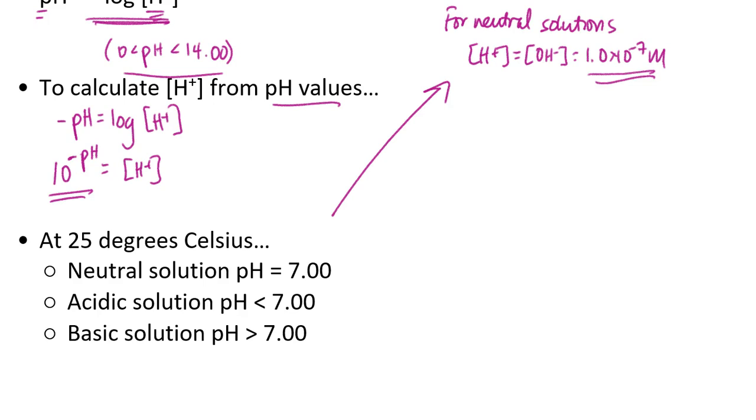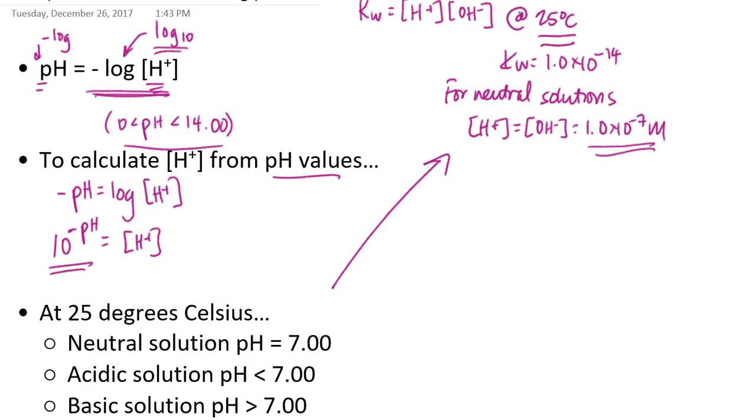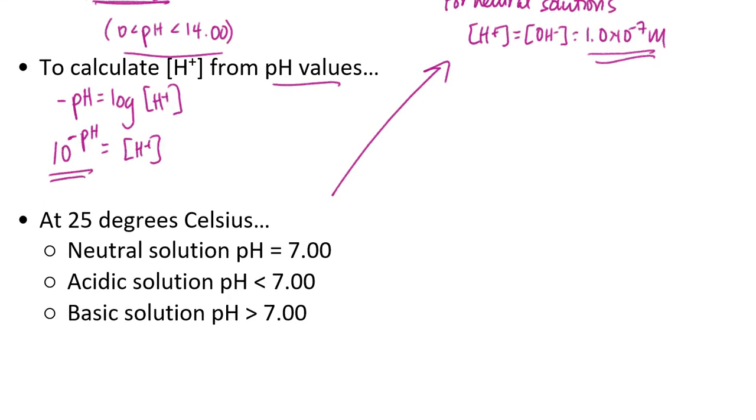And so, based on the mathematical relationship between pH and the hydrogen ion concentration, neutral solutions should have a pH of 7, because basically that would be taking the negative log of 1.0 times 10 to the negative 7th, and that would give me 7.00. If I have an acidic solution, I should be expecting values that are less than 7.